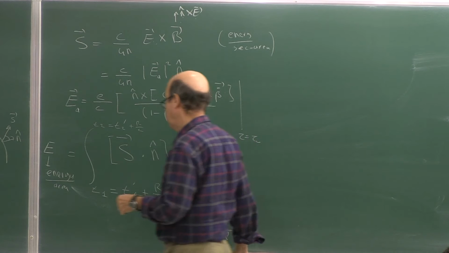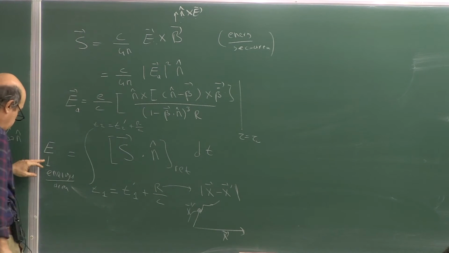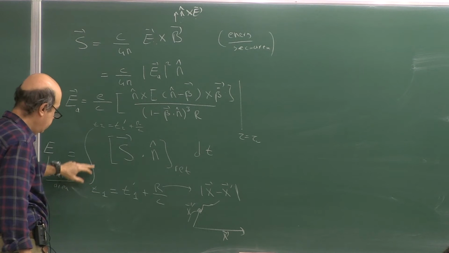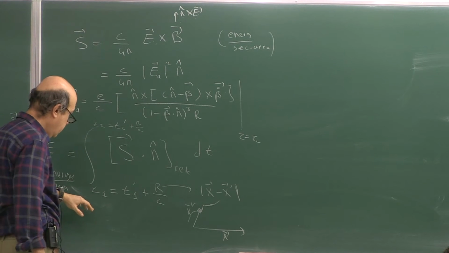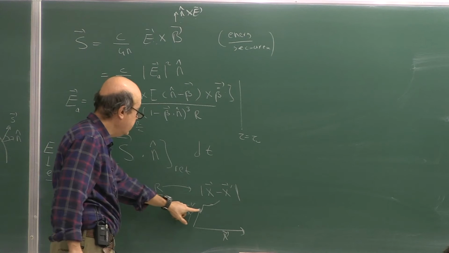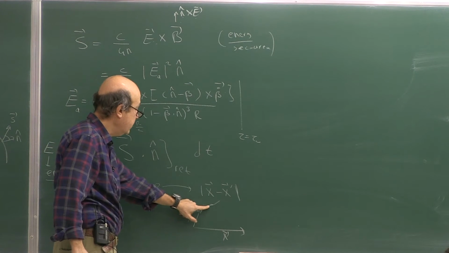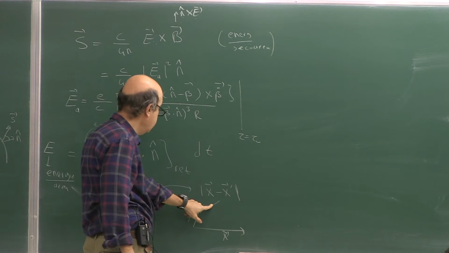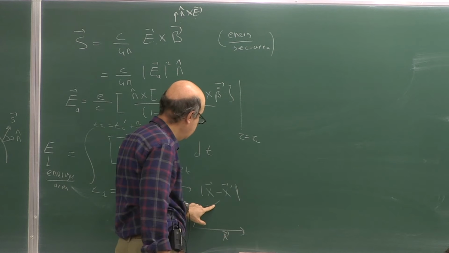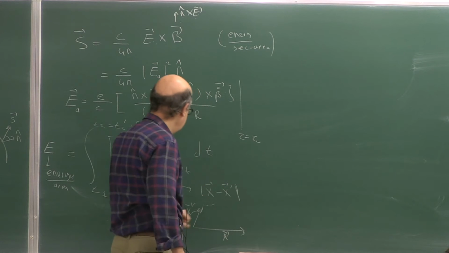So if you want to calculate the total energy per area in the time interval between T1 and T2, you can write this from T1′ plus R over c. Let's say T1′ here, and some later time, that is T2′. The radiation is emitted and propagates here, but the charge is not here, the charge is somewhere else.